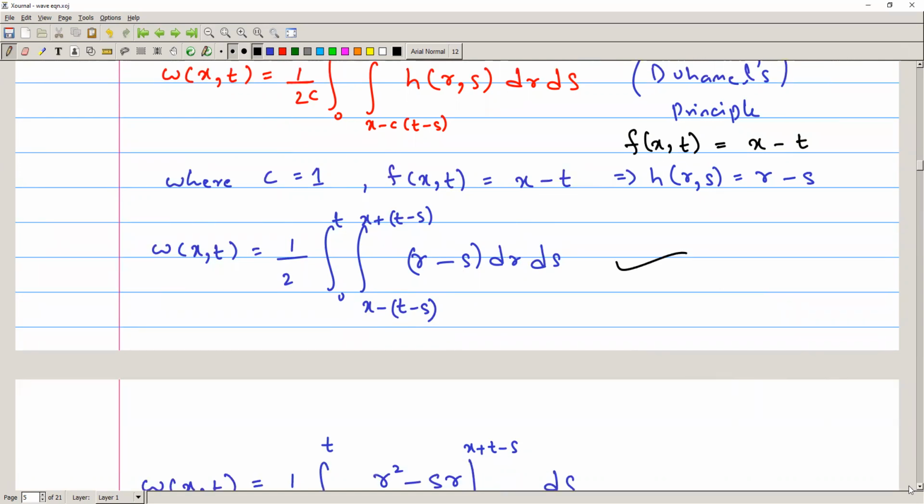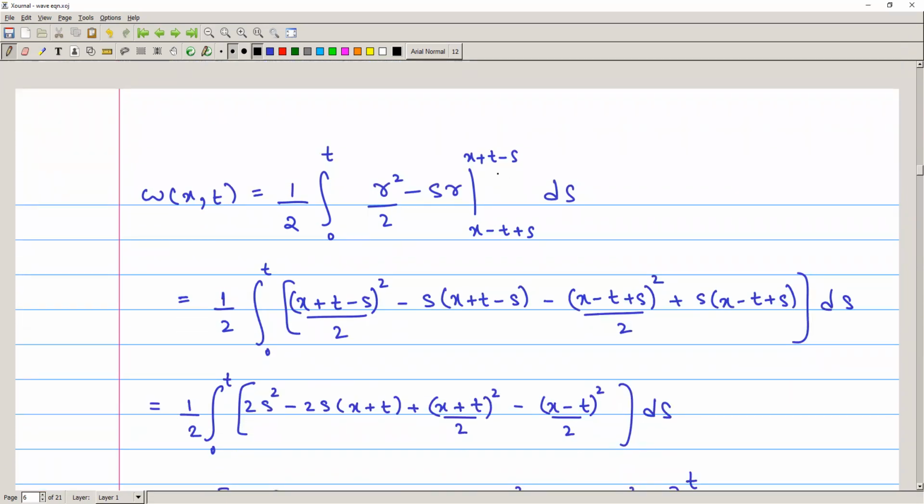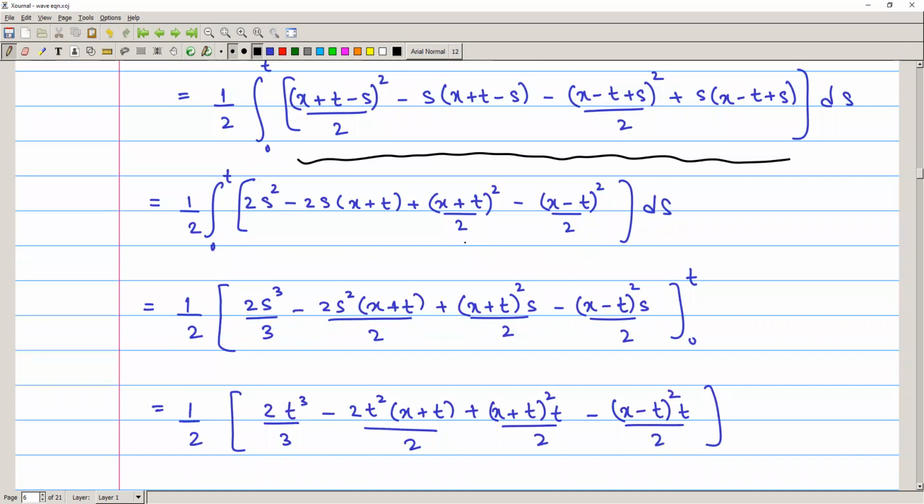Here, first of all, we integrate with respect to r, and we will apply the limits for r, that is x plus t minus s and x minus t plus s. We will generate this integral. We will simplify the integral, and we will get this equation. Right now we are going to integrate this equation with respect to s. Therefore, we get this equation by integrating with respect to s. Then we will apply the limits for s, that is from 0 to t.